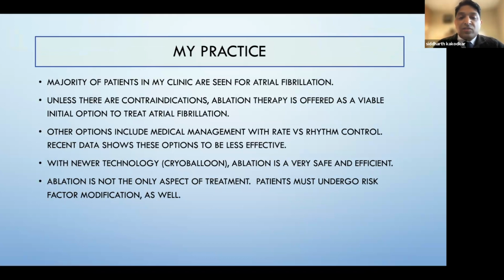And other options include medical management versus what we used to do, which is control the heart rate and just put them on the blood thinner. But as we've already gone over, recent data shows these options to be less effective. With newer technology, such as cryoballoon, ablation is very safe and efficient, but it's not the only aspect of treatment. There are also other risk factor modifications that have to occur, such as losing weight, looking to see if you have sleep apnea, treating blood pressure, all of those things.